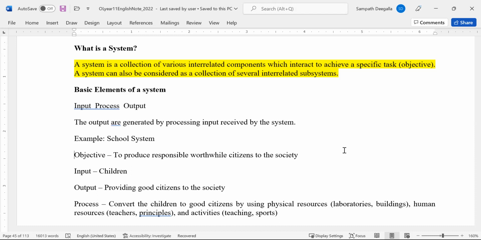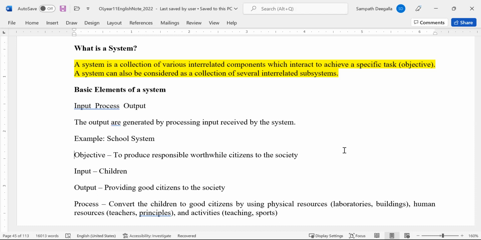Now, to do that, we have to do a lot of other activities. So we have to have resources, like physical resources, like laboratories, like science labs, home science labs. There are different laboratories. We do experiments, right, to understand the concepts that we have learned in the subjects. You have to have buildings, right? You have to have classrooms, assembly hall, dance rooms, music rooms, right? You need those resources. And then you have to have human resources as well. We have to have teachers, we have to have principals, right?